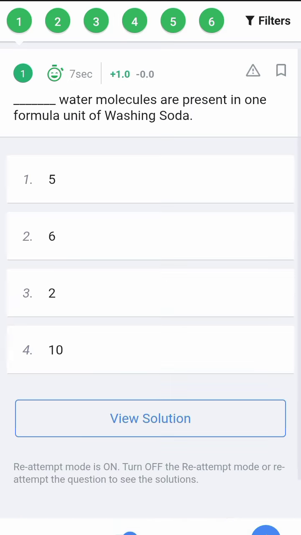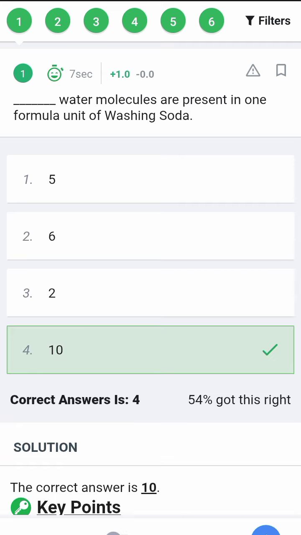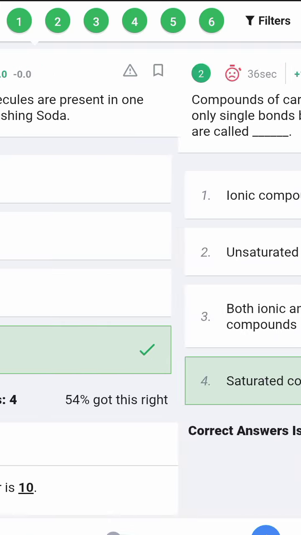First question is saying that dash water molecules are present in one formula unit of baking soda. In baking soda, sodium carbonate dot 10H2O. So 10 water molecules are present in one formula unit of baking soda.